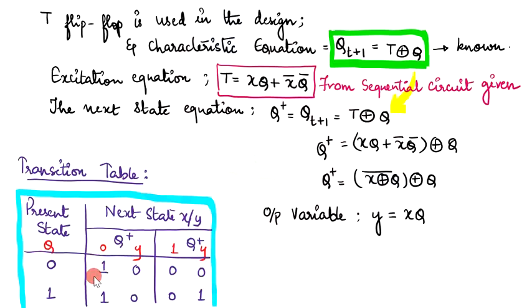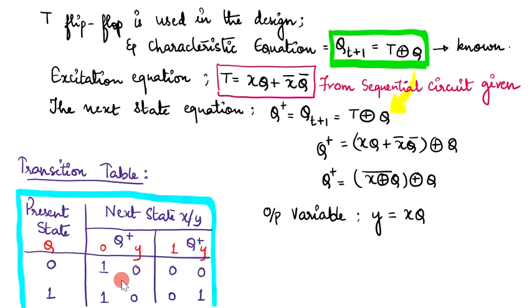For the next state, present state is 0 XORed with this part. So you have 0 XORed with 0, that is equal to 1. 1 XORed with 0 is equal to 1. So that is why you have obtained this to be equal to logic 1. The output is X into Q. So 0 into 0 is 0.